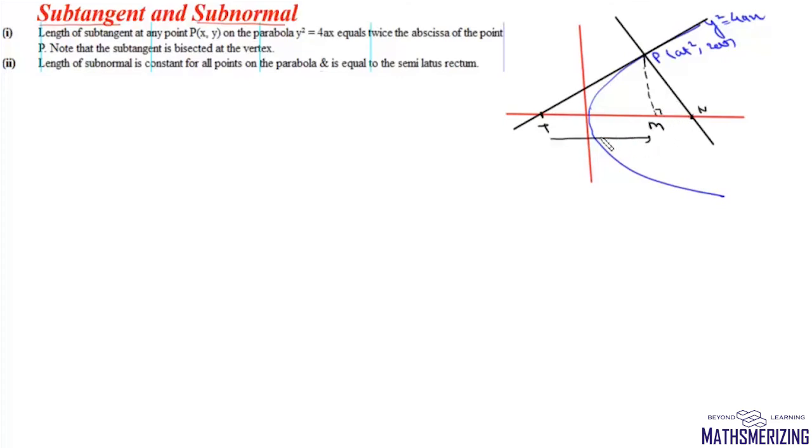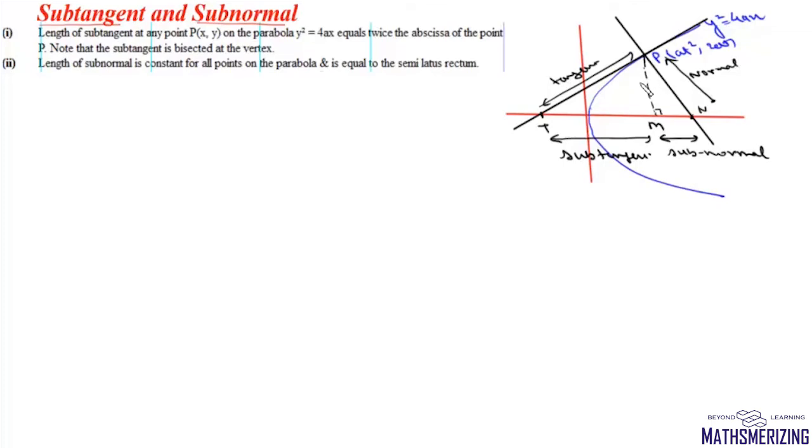this length TM is called subtangent, and this length MN is called subnormal. Now this PT is also called length of tangent, and this PN is length of normal. Basically we study subtangent and subnormal in application of derivatives, but we'll discuss it here also in brief.